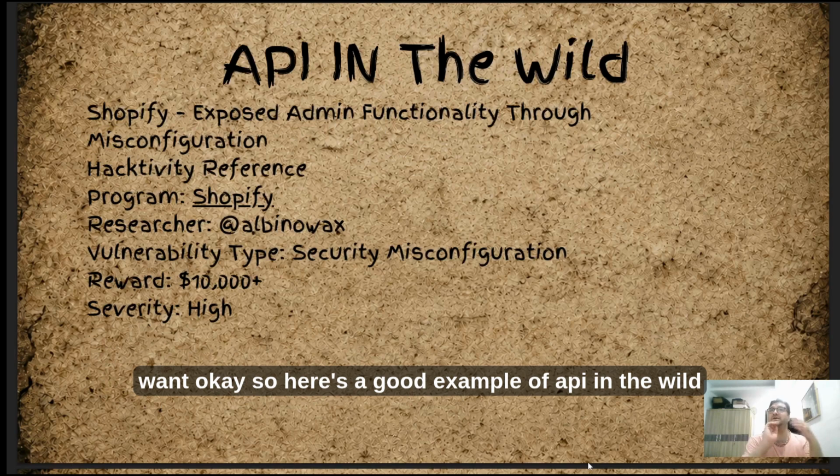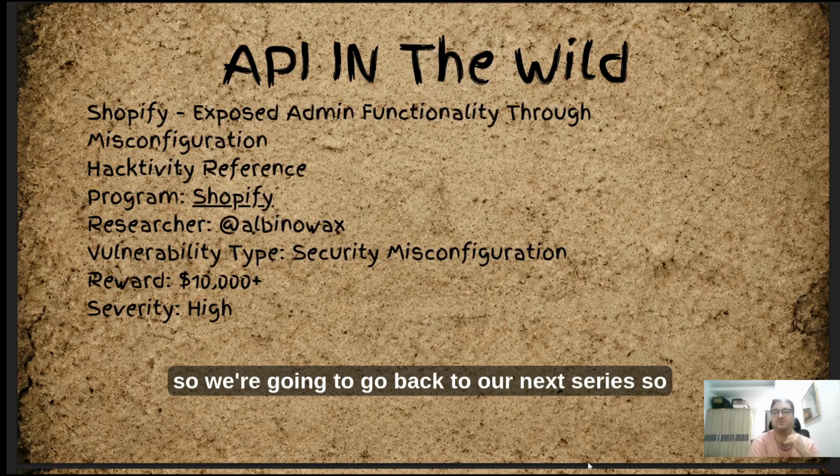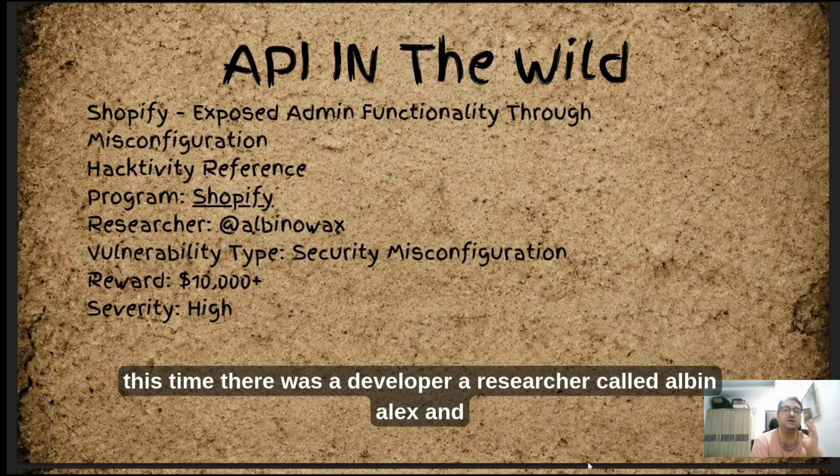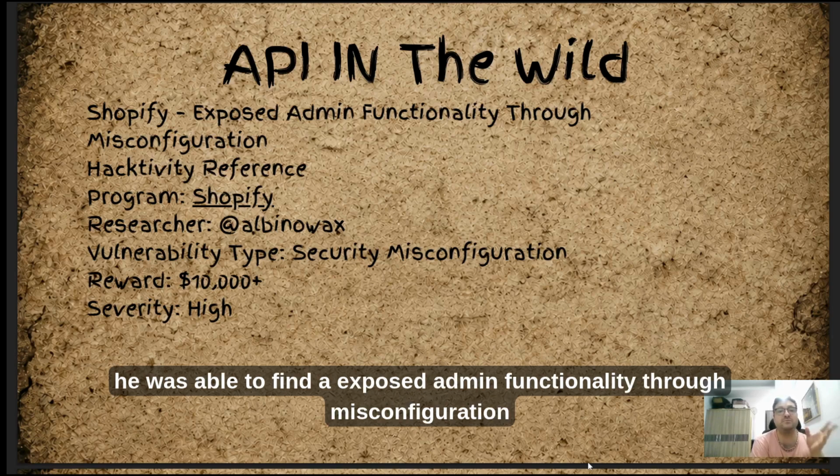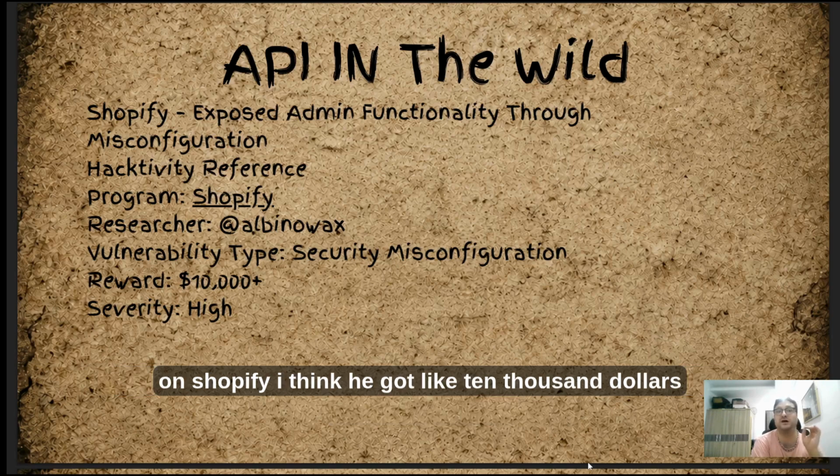Okay, so here's a good example of API in the wild. So we're going to go back to our next series. So this time there was a developer or a researcher called Albin Nalex, and he was able to find an exposed admin functionality through misconfiguration on Shopify. I think he got like $10,000, which is great, and the severity of that was high.